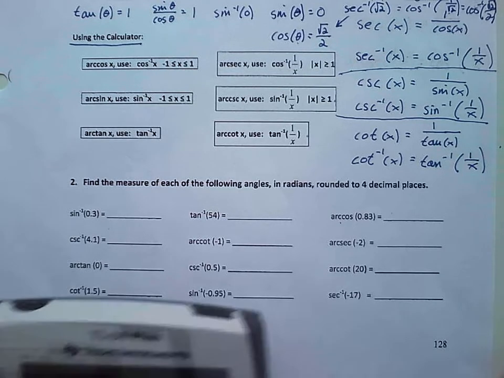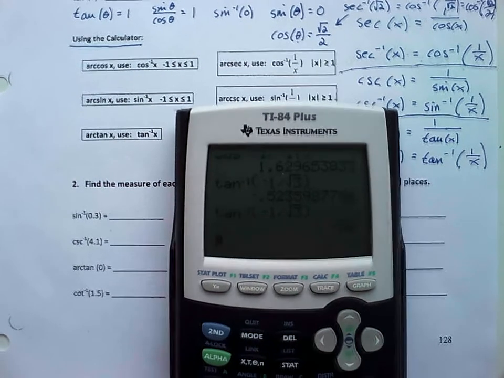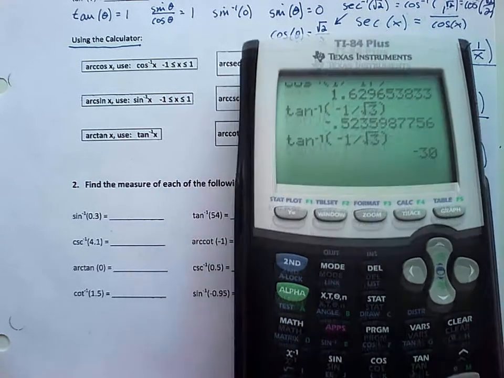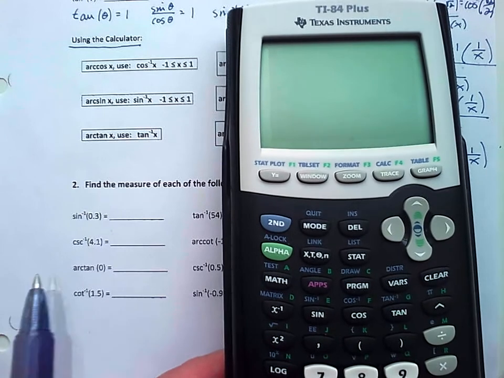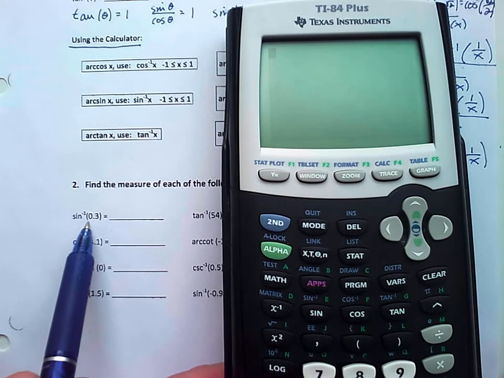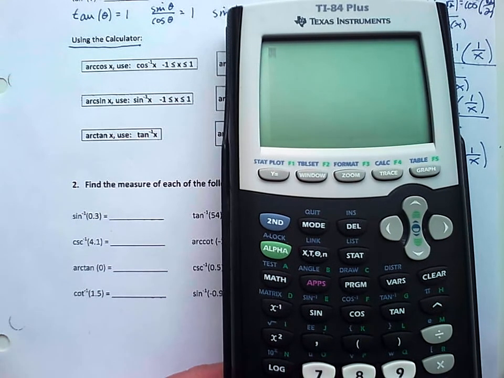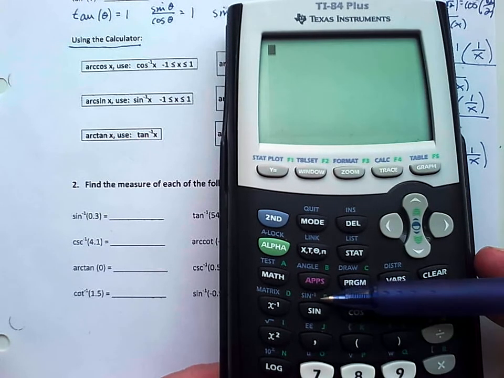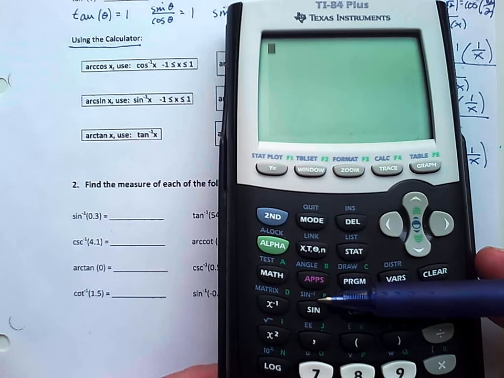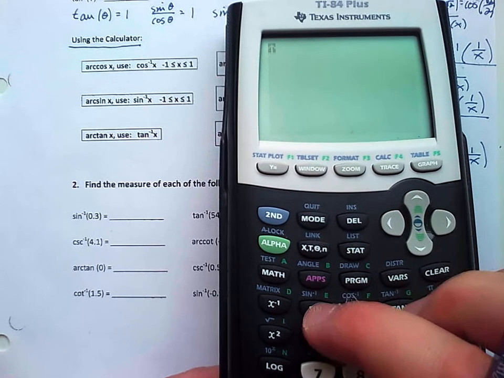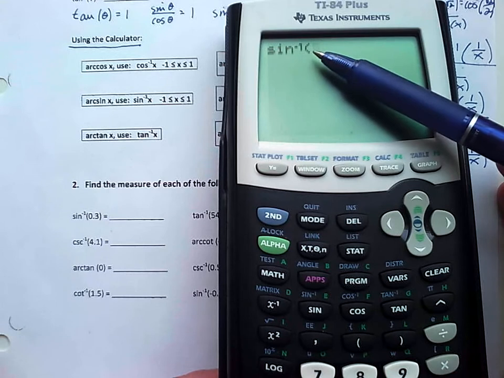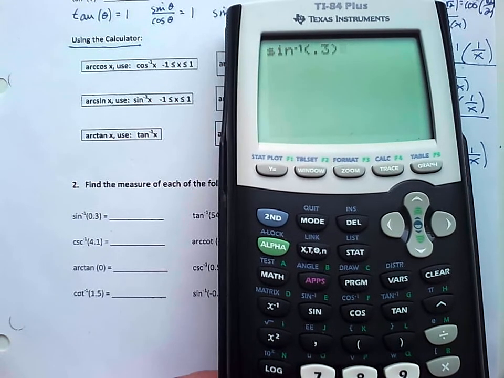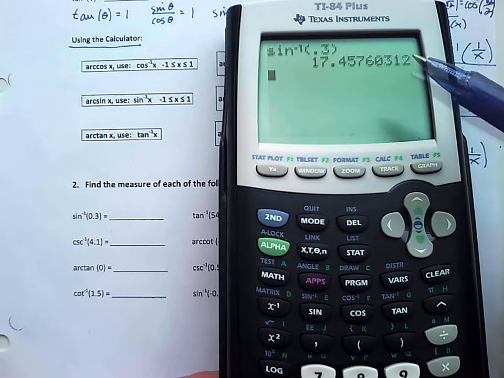Alright, so let's start off with this first problem right here. And hopefully, maybe if I tilt it up a little bit, you'll be able to see it. Alright. So for the sine inverse of 0.3, this is a TI-84 Plus, the sine inverse is right up here. In order to get to it, you have to hit second sine, and that's going to give us the sine inverse. And now if we plug in 0.3, we're going to get this.